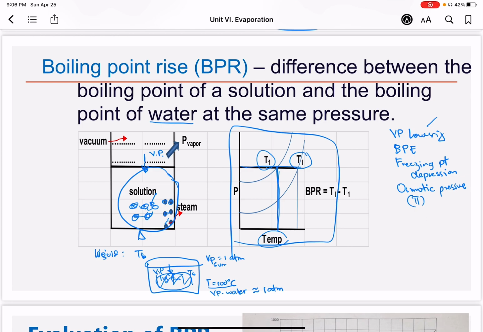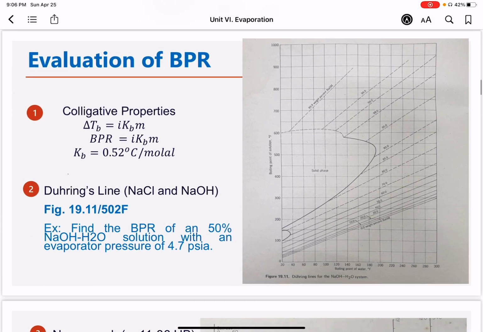So, for example, the normal boiling point of a solvent is, assuming, T1. At the same pressure, when I have a solution, you have to increase the temperature to reach the normal vapor pressure in order to achieve a new boiling point. That's why when we say BPR, it's actually the boiling point of the solution minus the boiling point of the solvent.